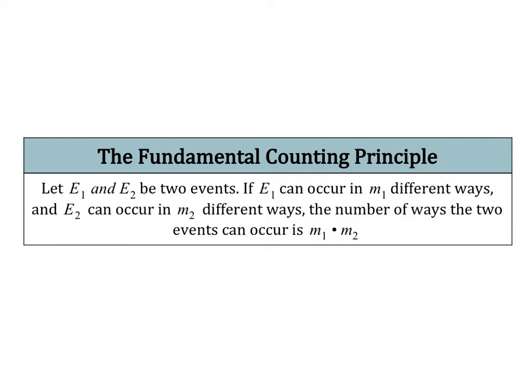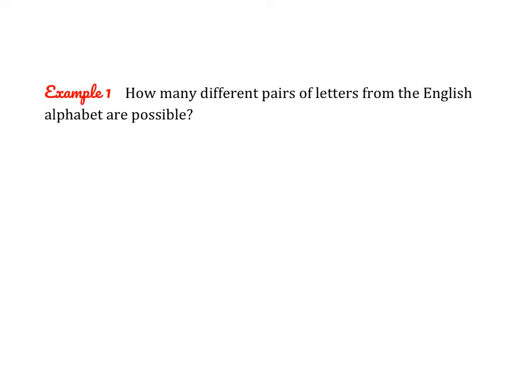Now, of course, this would work for more than two events, and I really just hope that you don't overthink these types of problems. You're pretty much just looking at each individual thing and saying, how many different options do I have from this? How many different options do I have for this? And then multiplying those all together.